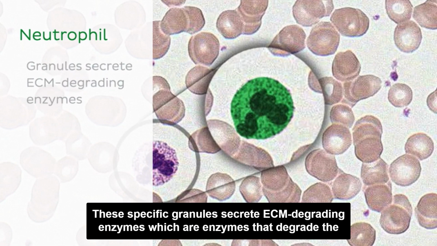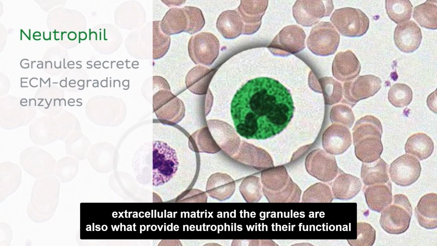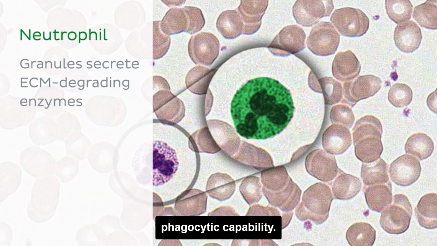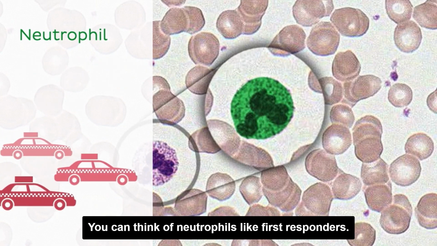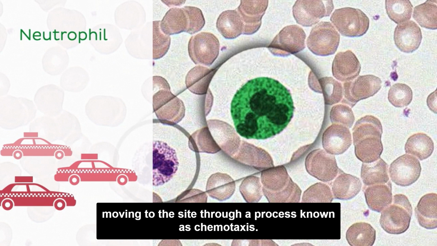These specific granules secrete ECM-degrading enzymes, which are enzymes that degrade the extracellular matrix. The granules are also what provide neutrophils with their functional phagocytic capability. You can think of neutrophils like first responders. They're the first to be attracted to and arrive at the site of infection via chemical mediators, moving to the site through a process known as chemotaxis.